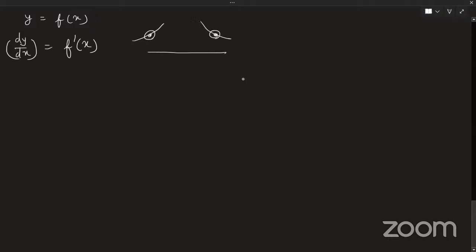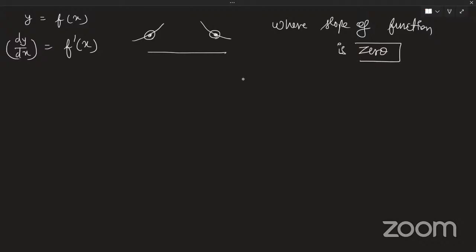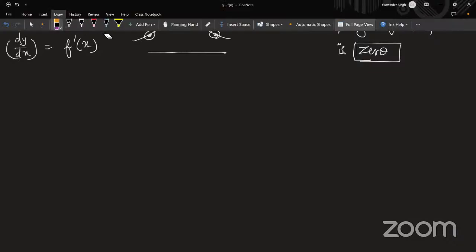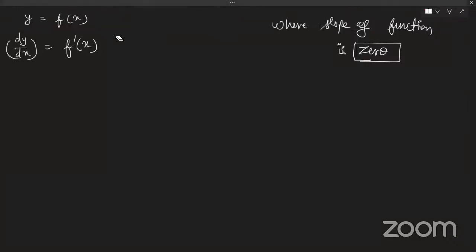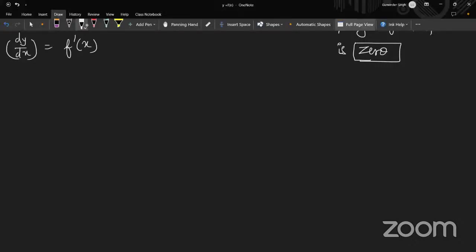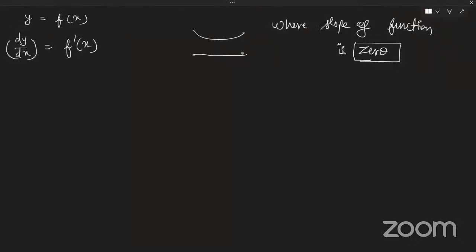There are a few points where the slope of the function is 0. If the slope of the function is 0 at any point, it means that at that point the tangent to the curve is parallel to the x-axis. That is what it means if the slope is 0.